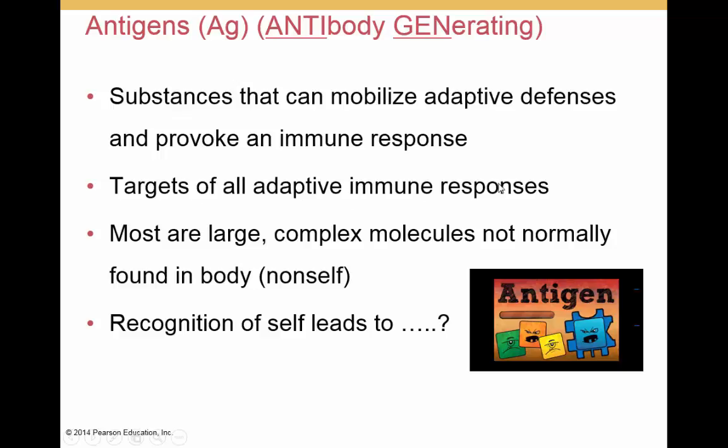Targets of all adaptive immune responses are going to be antigens. Most of them are large, complex molecules, again, not normally found in your body. They are non-self. What happens if we recognize self and create an immune response? Antigens that are our own. Yep, you're absolutely correct. Autoimmunity. We'll talk about a few of those when we go over some disorders.